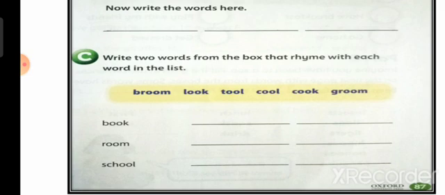Yes. And the last word is school. School. Its ending sound is ool. What will you write here? Well done! Tool and cool are the words that rhyme with school. That's great. So write here tool and cool. Very nice.